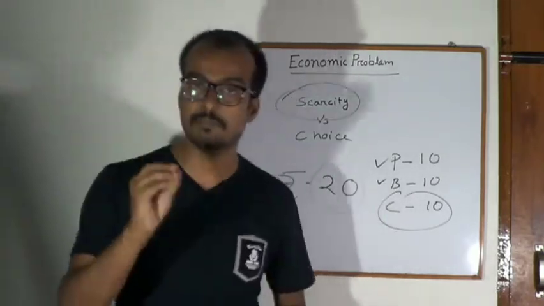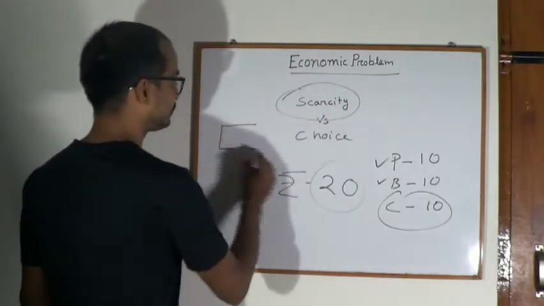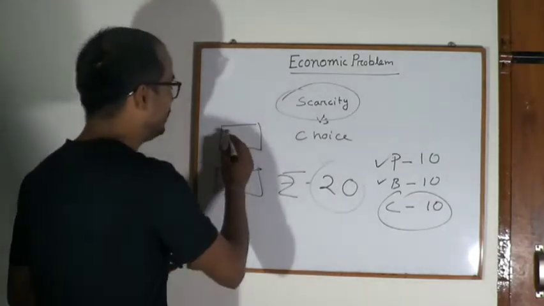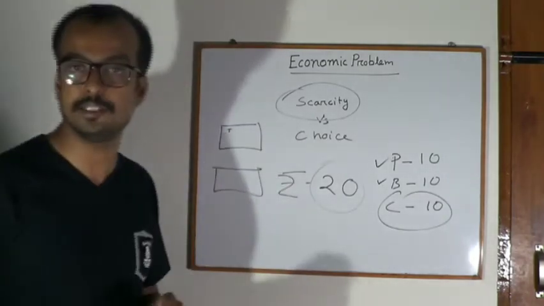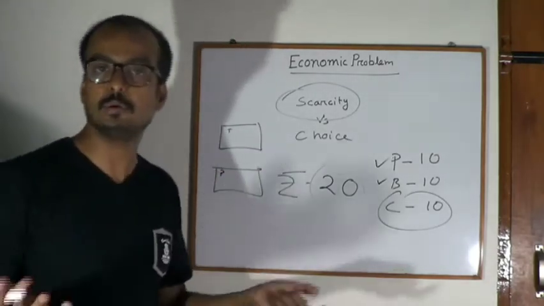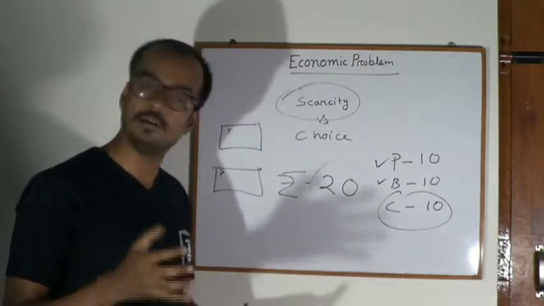That means, in this 20 rupees, say there are two notes, 10 rupees and 10 rupees. Here it was not written that you can only purchase a pen out of this 10 rupees, or only a biscuit out of this 10 rupees. Then the question of choice does not arise.